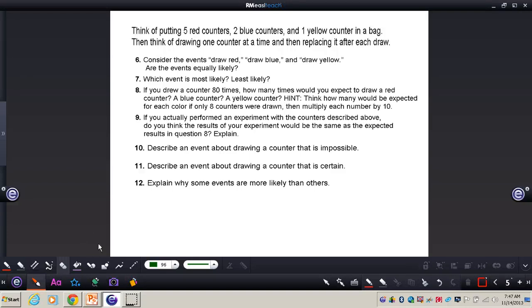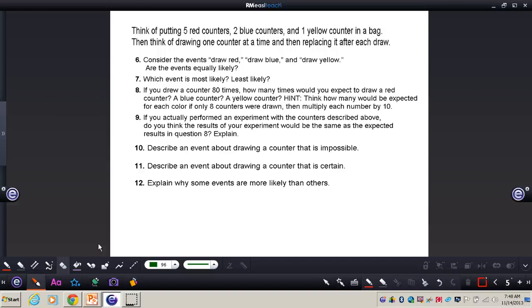Now taking a look at number 9, I alluded to this throughout the video. Okay, it says if you actually perform an experiment with the counters described above, do you think the results of your experiment would be the same as the expected results in question 8? And actually the answer to that would be no.